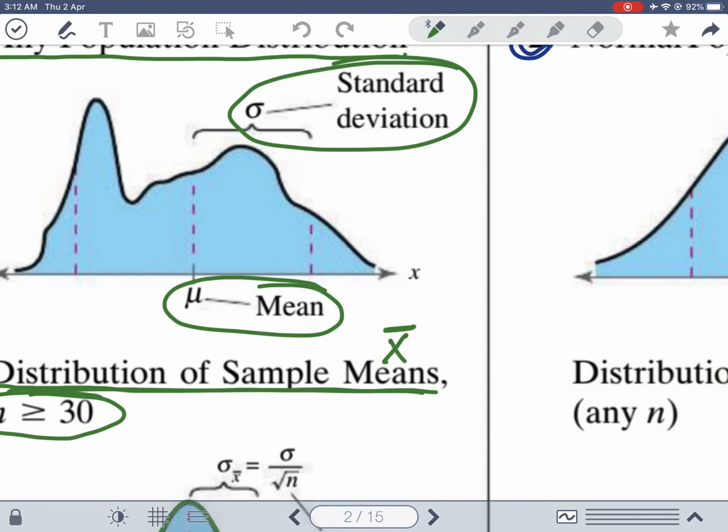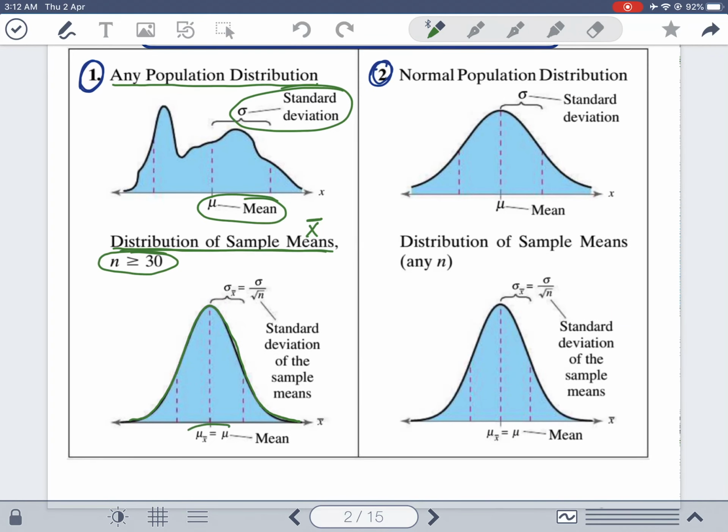You see, it actually will have the same mu. Mu doesn't change. The mean of the population distribution that you started with is going to also be the mean of the sample means. This is a very nice fact. But the standard deviation will not be the same. It will not be sigma, but it will be sigma divided by the square root of the sample size. Okay, good to know this.